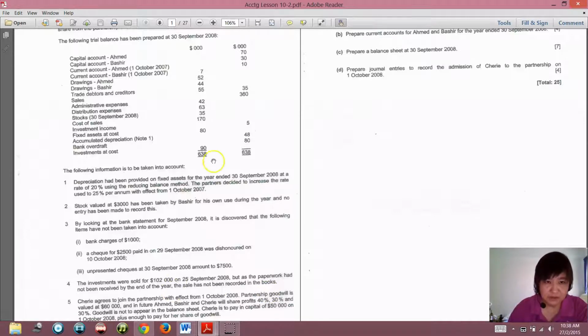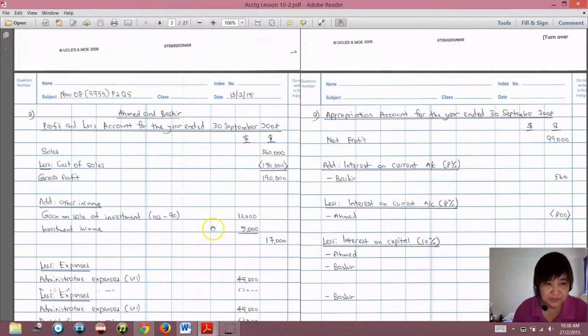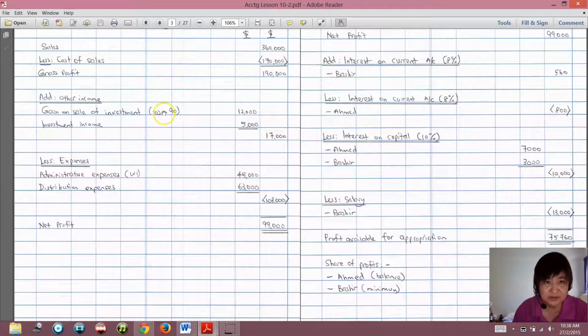So the investment, that means this one is something like shares. The cost is 90,000. You sold it for 102,000. So you take the calculator and count 102 minus 90. That means the investment was sold for a profit of 12,000. So in the profit and loss account, gain on sale of investment, 102 minus 90 is 12,000.